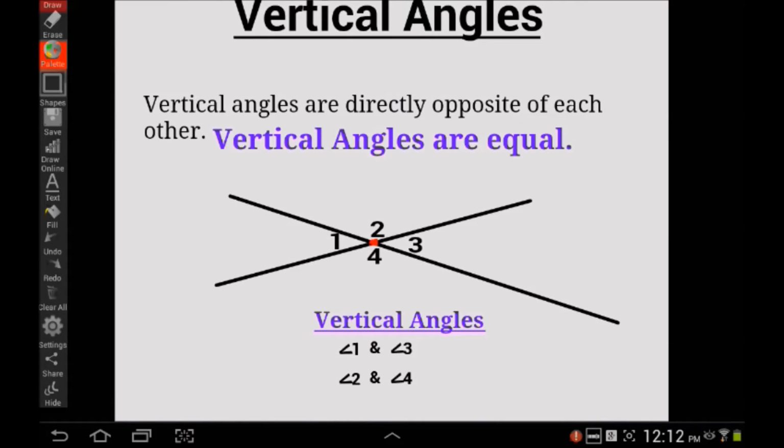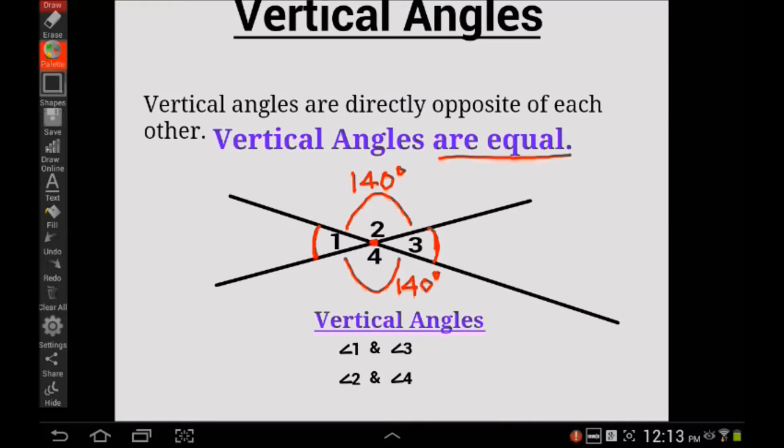But vertical angles are directly opposite of each other, and vertical angles are equal. This is very important to know, that vertical angles equal exactly the same thing. So angle 1 is directly opposite of angle 3, and they share that vertex. Same is true with angle 2. Angle 2 is directly opposite of angle 4. So those would be called vertical. Also, if you know that angle 2 is 140 degrees, angle 4 is also 140 degrees.